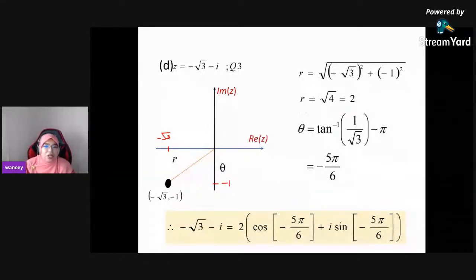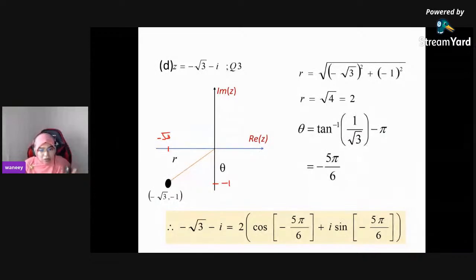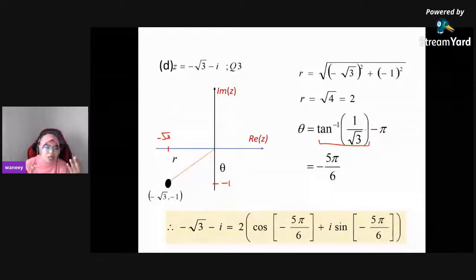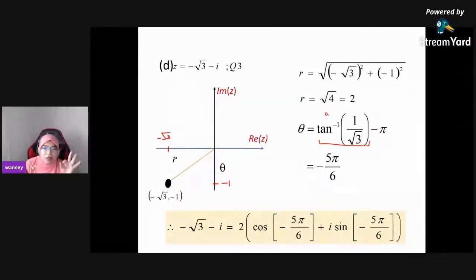Now for the argument. The formula for the argument is arctangent of modulus B over A, minus pi. I already applied the modulus, so simply 1 over square root of 3, minus pi. But this is actually a special angle. 1 over square root of 3 is 30 degrees, because of 1 over root 3. And 30 is actually pi over 6. So pi over 6 minus pi. So this is how you get negative 5 pi over 6.